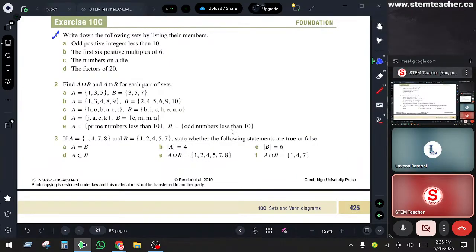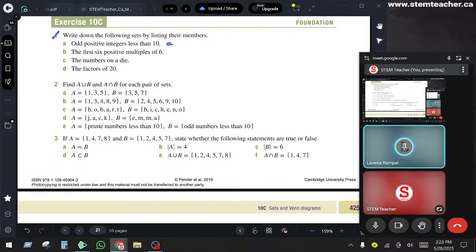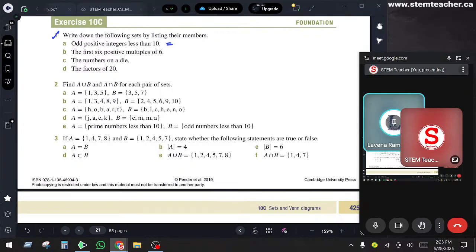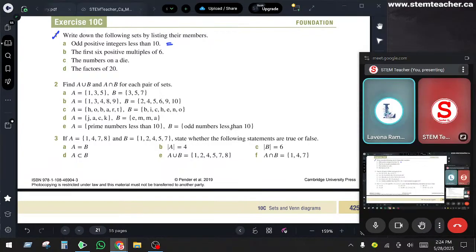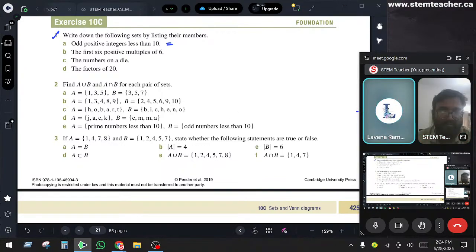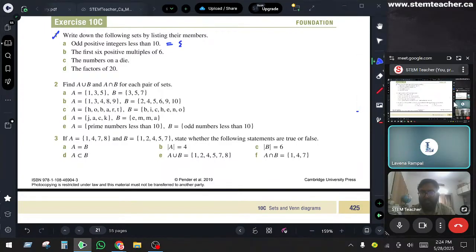What is this first set? You have to do this. What is the first part, A? Read it. Odd positive integers less than 10. So what are the odd positive integers less than 10? 1, 3, 5, 7, 9. What about the next one?